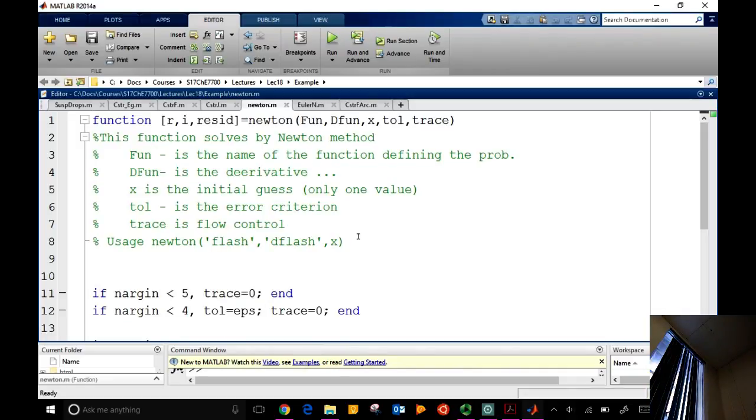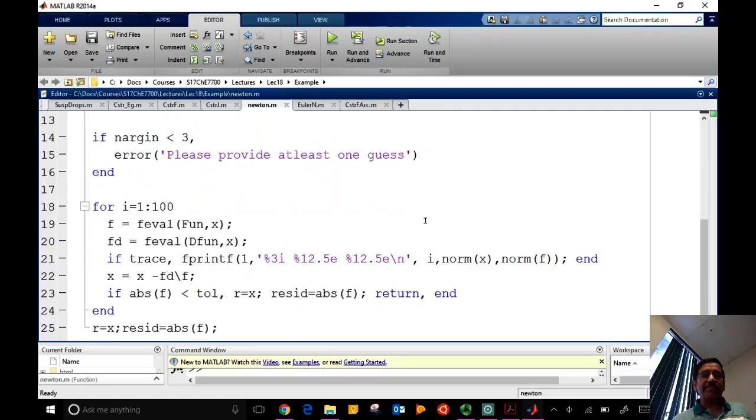So fun and dfun are pointers to the two functions I'm going to write. This Newton method can be used with any nonlinear system, but I need to define what the two functions are and what the 2 by 2 matrix is. So fun is going to take 2 guesses, or maybe 10 guesses, depending on the size of the problem. It's going to take a set of guesses for x and return a set of function values. And dfun is going to take the same values in x that you see here and return an n by n matrix out of that.